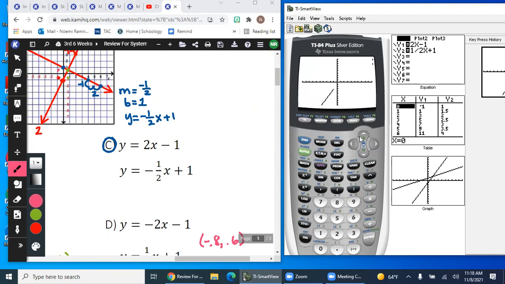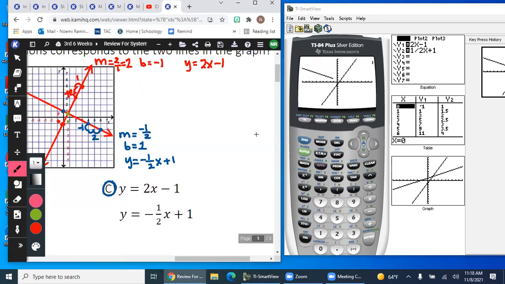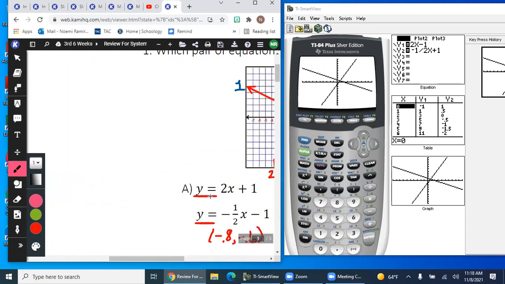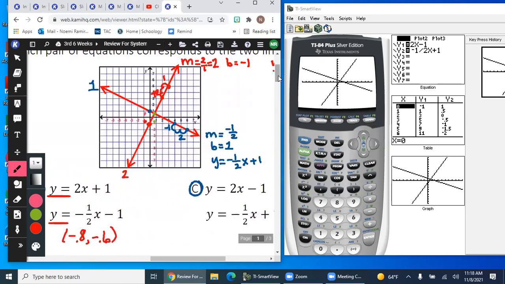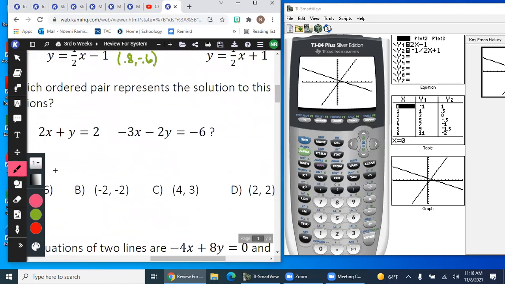So if I look at the graphs and compare them, the point of intersection is in the first quadrant, the point of intersection is in the first quadrant. Different ways to solve that one. Let's look at number 2.